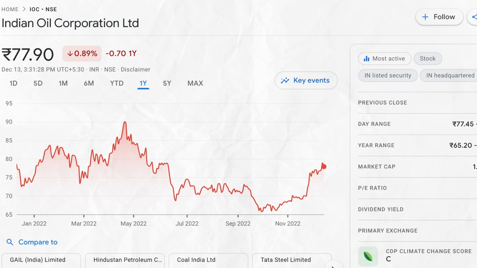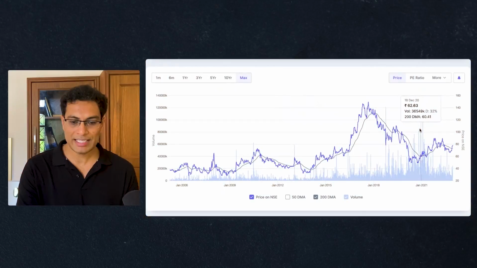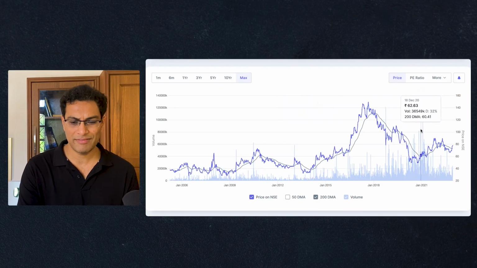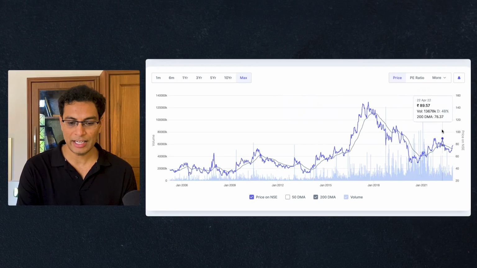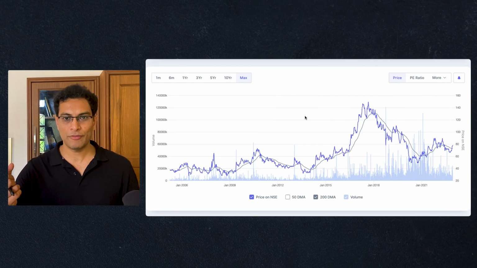So last year, IOCL had given a total of roughly 12 rupees of dividend. But a lot of people made money on IOCL and a lot of people lost money on IOCL. So for example, you can see that in the year 2021, IOCL moved from roughly 60 rupees all the way till 90 rupees. And now it is back to roughly 70 rupees. So now let me run the math for you and explain.